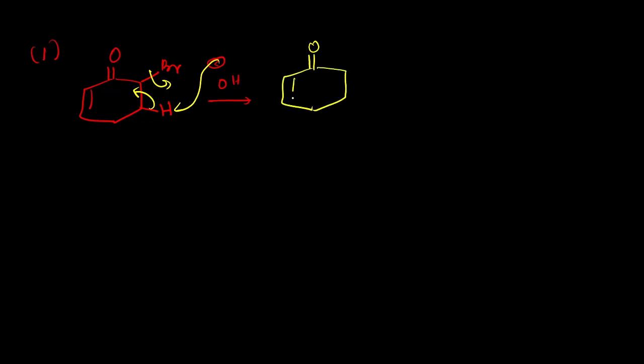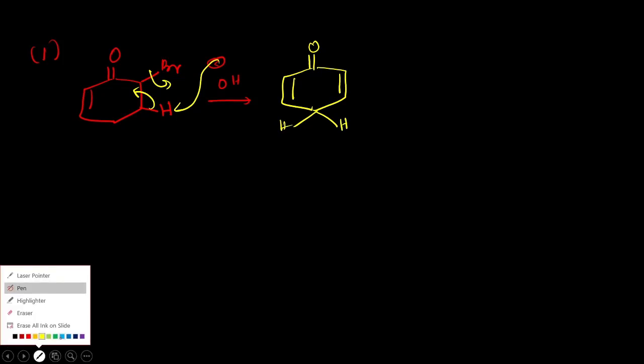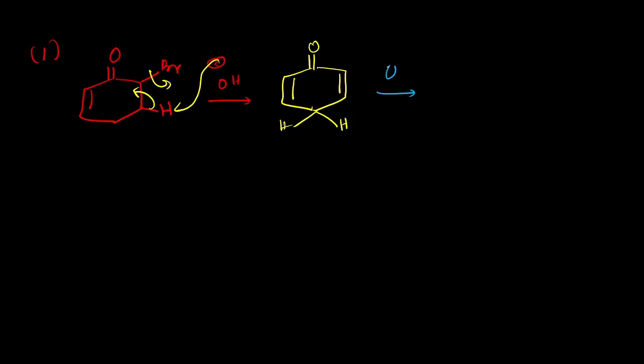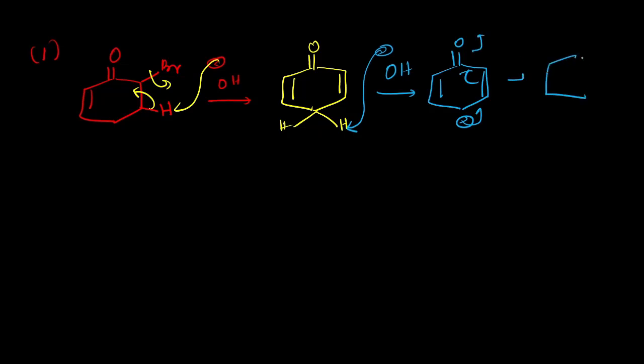But the thing is that these two hydrogens are highly acidic in nature, because the conjugate base is resonance stabilized or aromatic. So one of these hydrogens will be removed, and we will get this situation, and finally after resonance this will give an aromatic ring. So this is your final product.